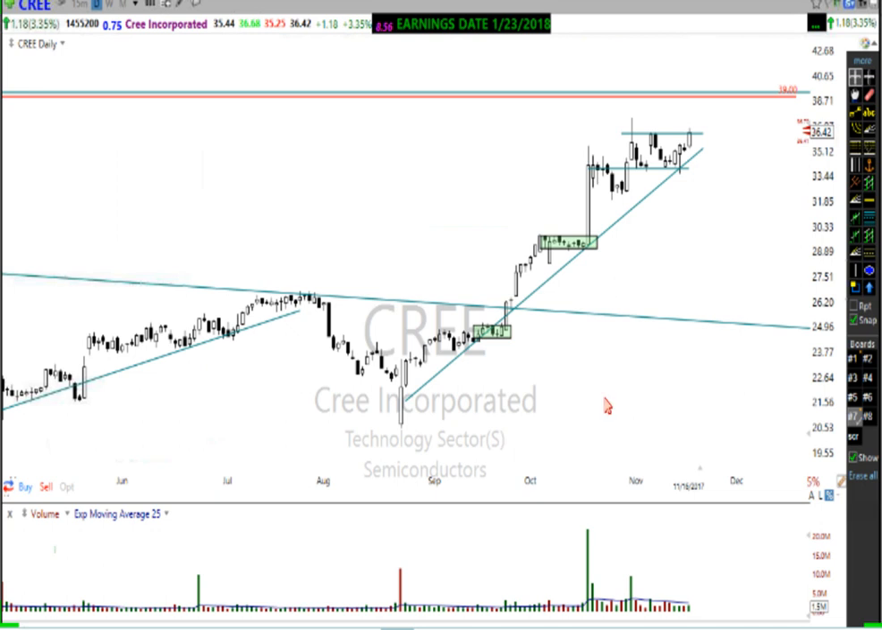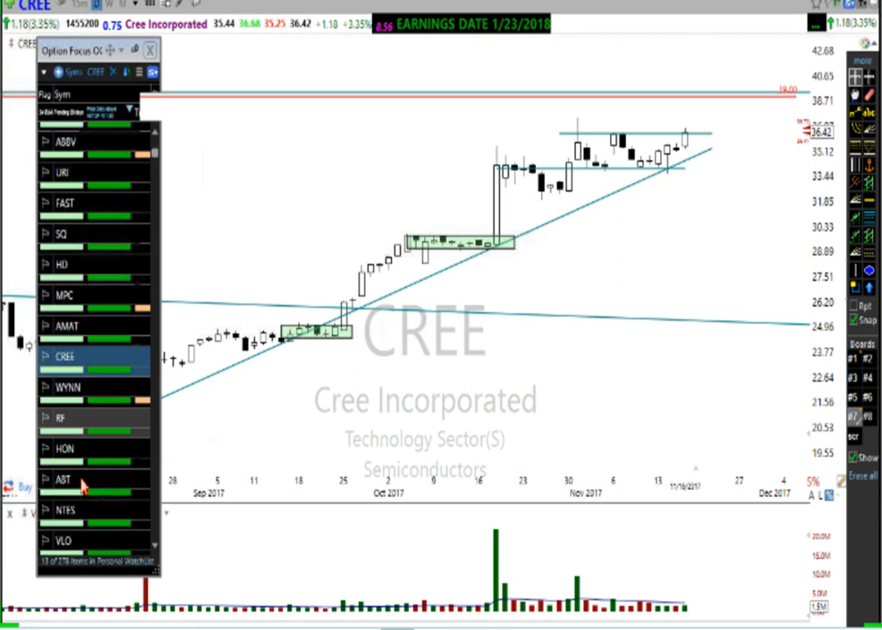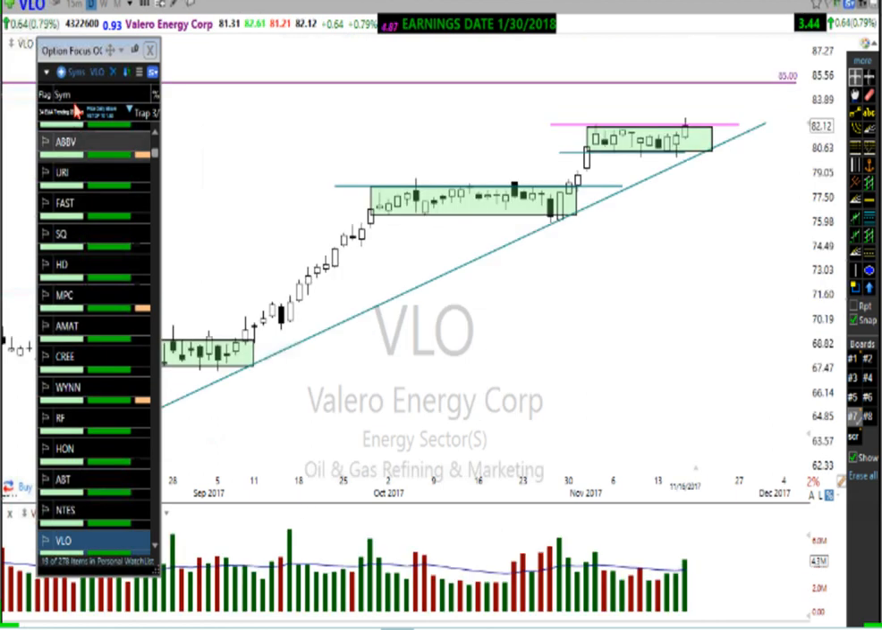Currently, Right Way Options is in a trade on this. Right now, I believe we're up about 30% on this trade. So as we go through this list, you're going to find that there's chart after chart that I've marked up.